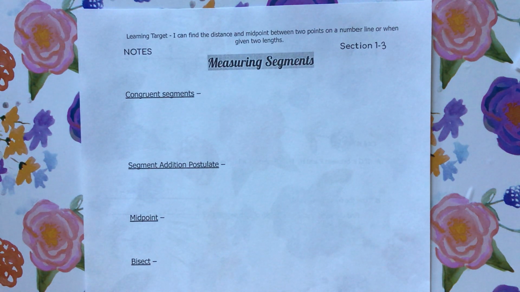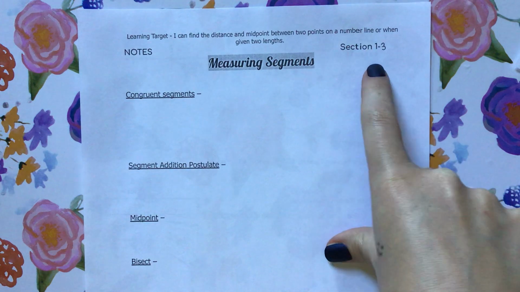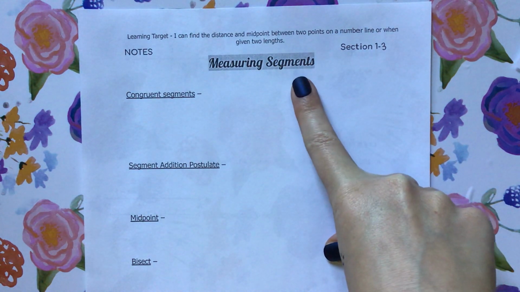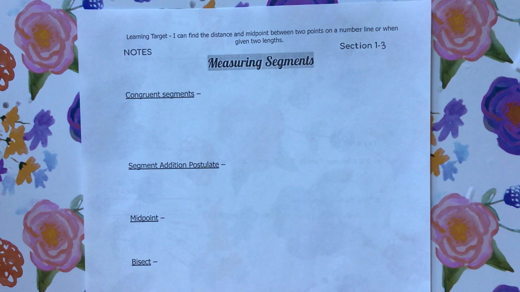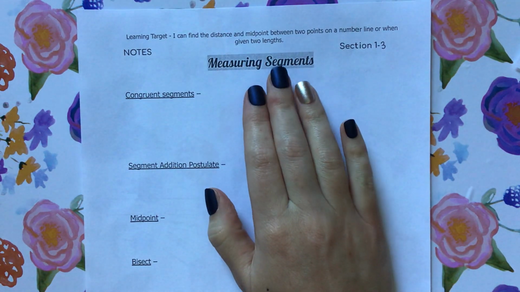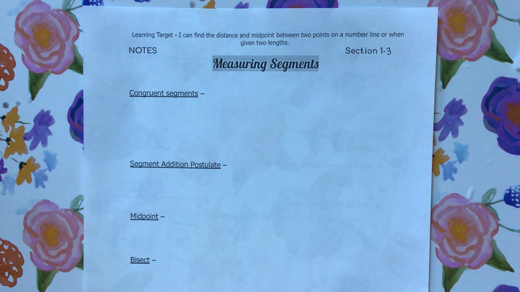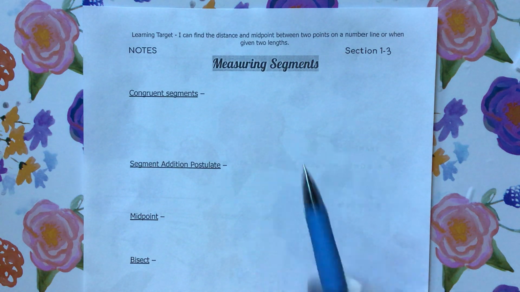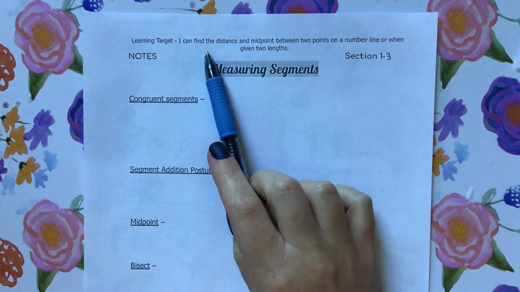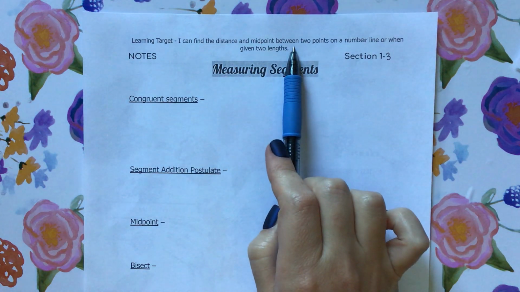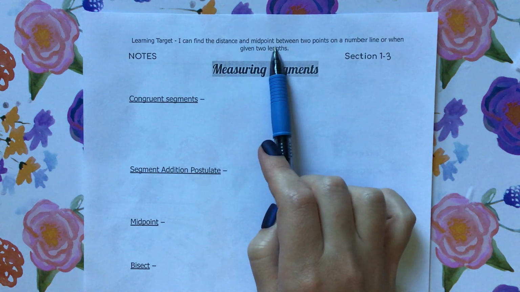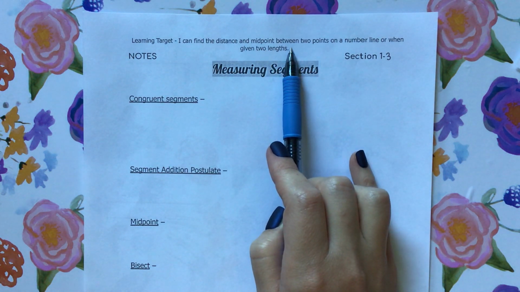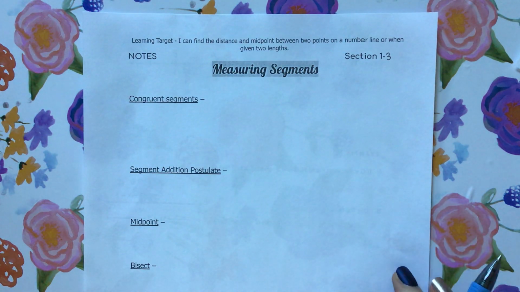Okay, it's time to get started for section 1-3 for geometry, and it's called measuring segments. So yesterday we talked a ton about vocabulary and symbols and how we write things down. Today we're going to focus a lot on just segments themselves because we can do so many things with them. So first of all, I'd like for you to be able to find the distance between two things, and I'd like for you to be able to know the midpoint between 2 points on a number line when given two lengths, okay?